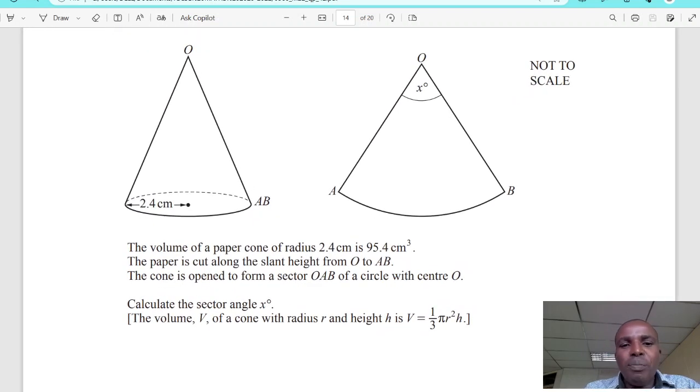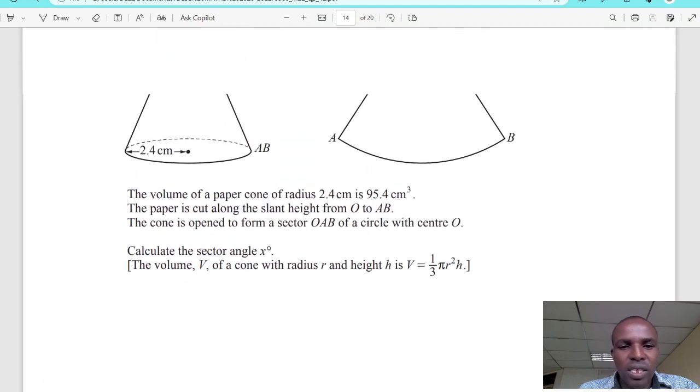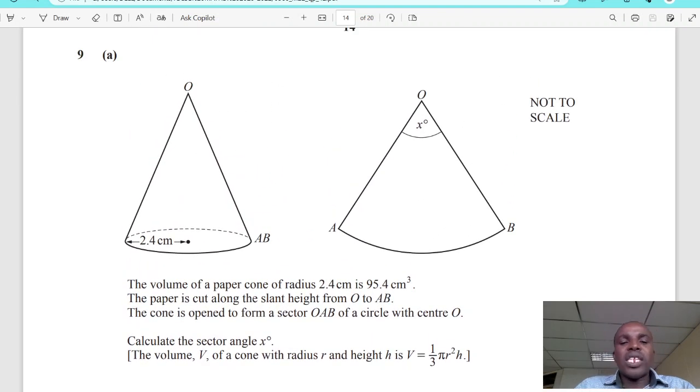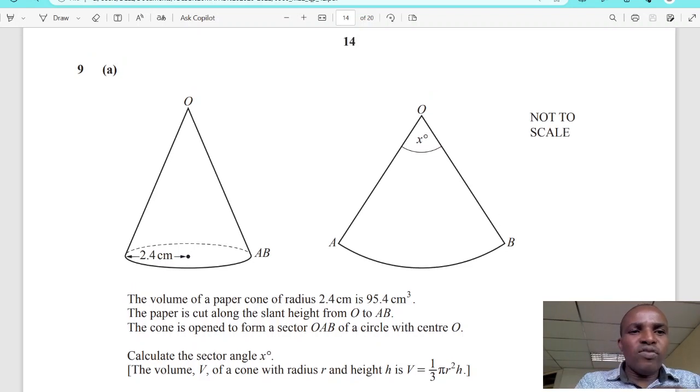Say the volume of a paper cone of radius 2.4 centimeters is 95.4 cubic centimeters. The paper is cut along the slant height from O to AB. Then the cone is open to form a sector OAB of a circle with center O. Calculate the sector angle X. How many marks? 6 marks. Wow. Nice one. Right. The volume of the paper cone is 2.4.